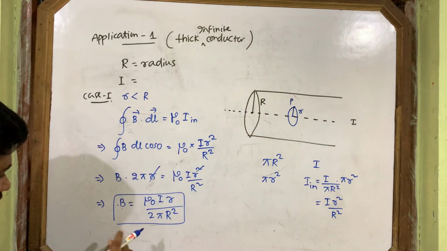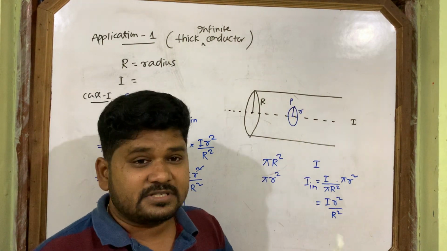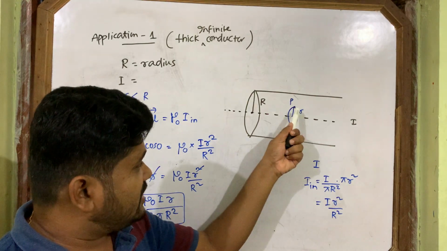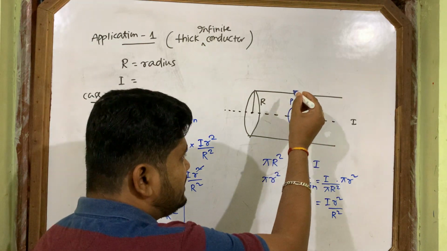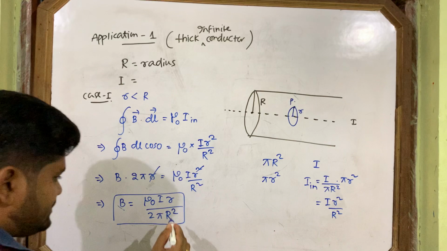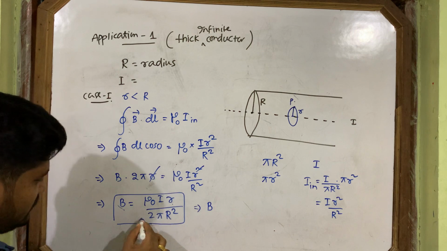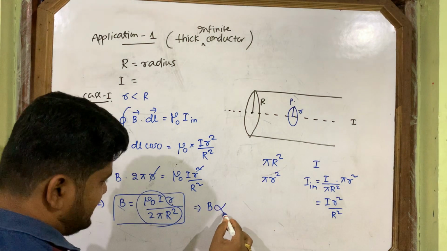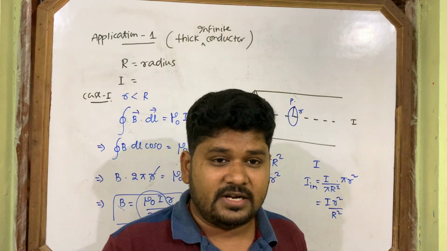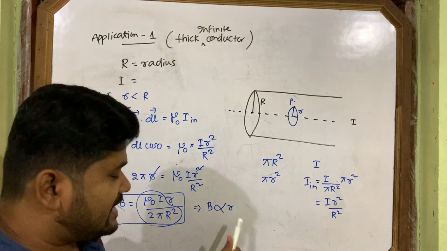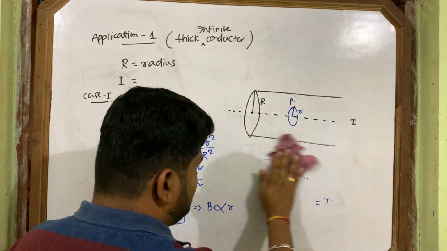But you mark how this B depends on r. It will go from the axis gradually towards the surface of the conductor. After some time, this small r will be equal to capital R. This small r will increase. If I take the P point here, and small r increases, what happens to the magnetic field? You see this relation. All these are constants. B is directly proportional to r. So inside a thick conductor, the magnetic field is directly proportional to r, the distance from the axis of the conductor.